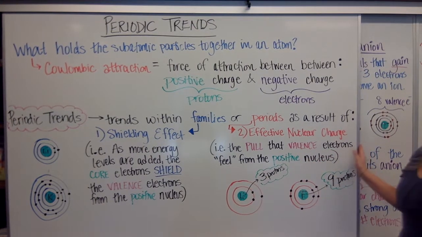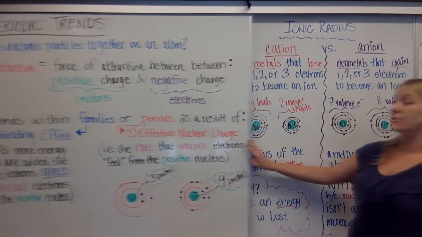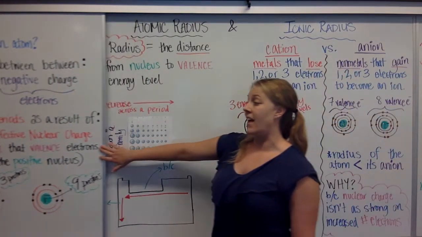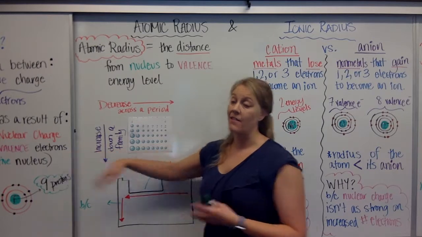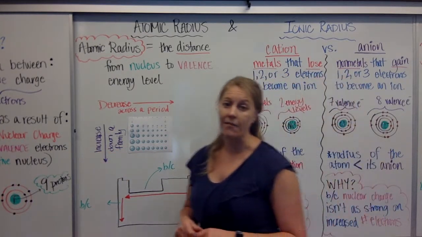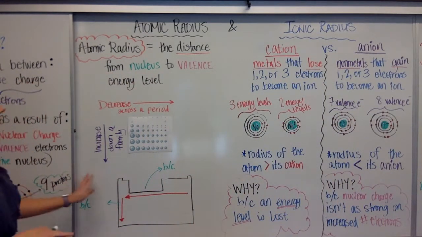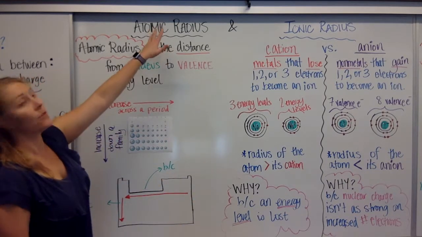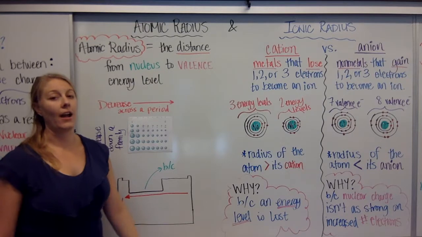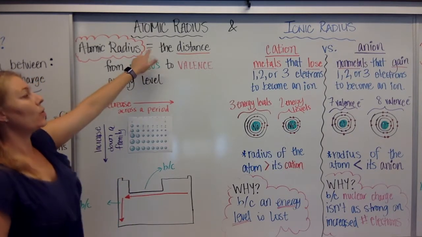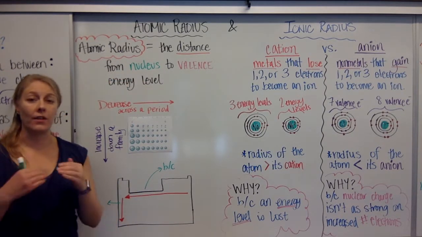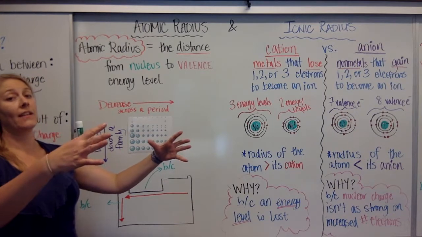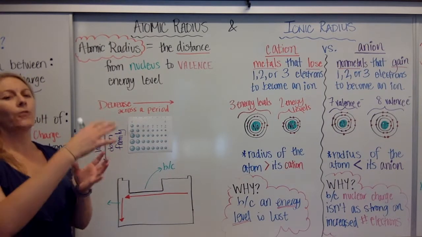Now, I'm not going to go into a ton of depth in explaining the trends that we see, except to say you're going to experience or use these when we're doing the activity in class to figure out why the trends are what they are. So let's take a look at 4 of the trends that we see. The first ones are atomic radius versus ionic radius. An atomic radius, when we say that, we mean the distance from the nucleus, from that center, to the valence energy level. Okay, so how far is that distance?